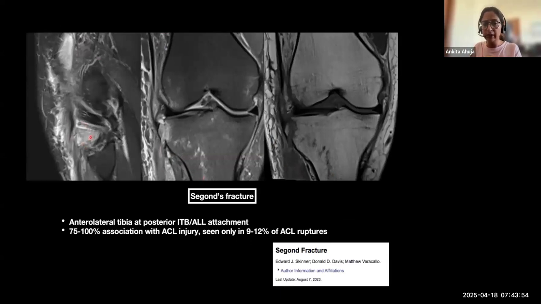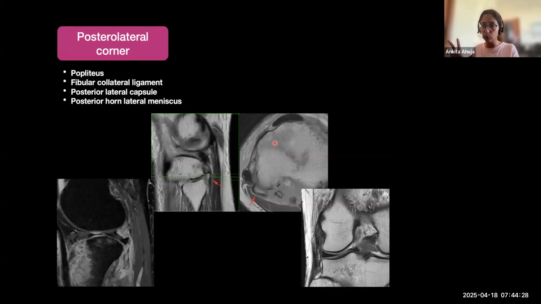Sometimes you see marrow edema in the anterior lateral tibia. That's a very important clue. You look carefully and you see a bone chip which has come off. So this is called your Segond fracture. It has a very high association with ACL. So it has 75 to 100% association with ACL injuries. So if you see the Segond, you are very sure that there is going to be an underlying ACL injury. So look for marrow edema in the anterior lateral tibia and then try to figure out if it is a Segond fracture. So these are the bony areas which you need to look carefully for associated injuries.